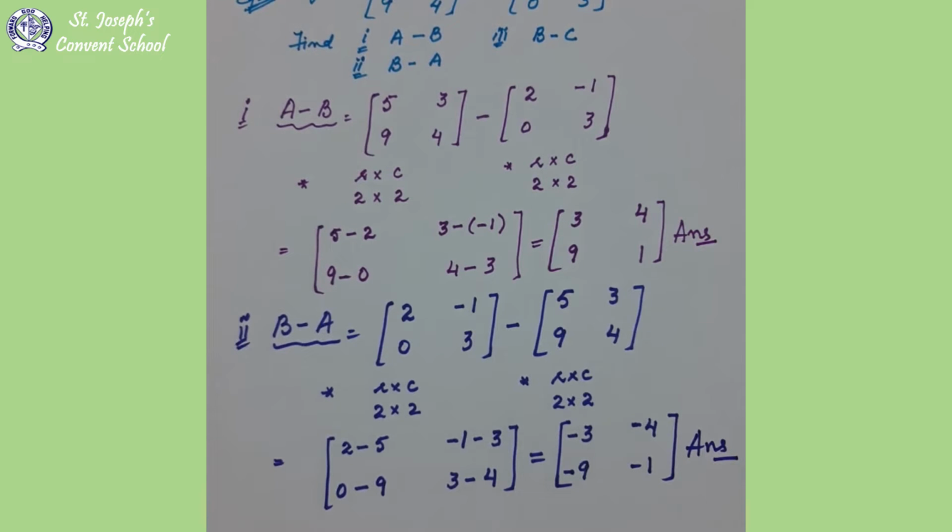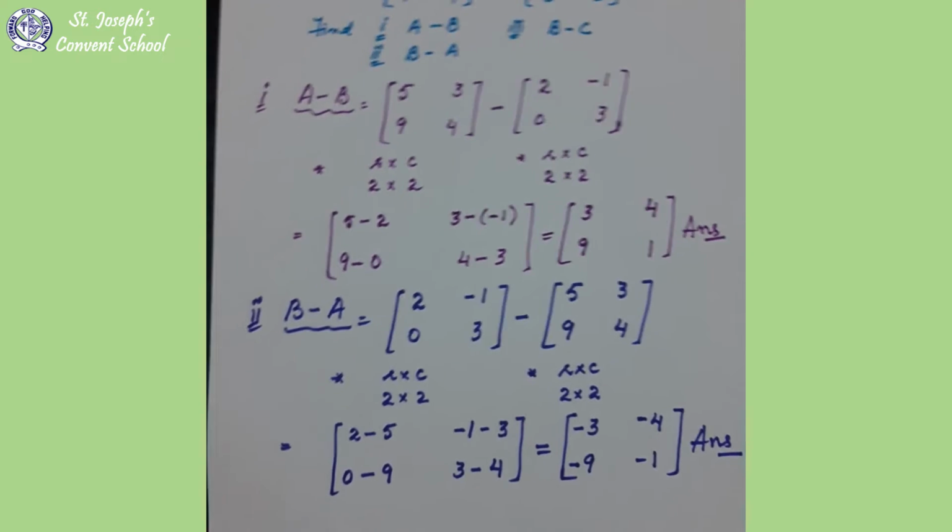Now you can see that these two answers are different. So A minus B and B minus A are not equal. Only the plus one is equal, A plus B and B plus A. Okay. Now let's do the third part, the last part of it. The third part is B minus C. Let's do the third part, B minus C.